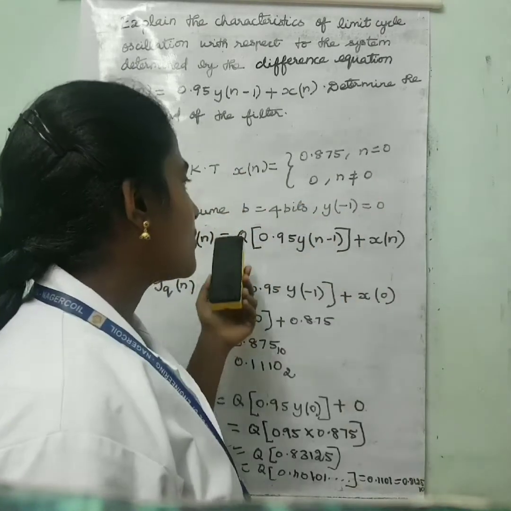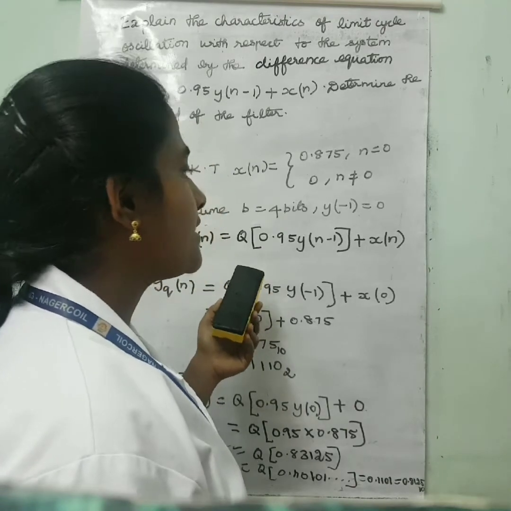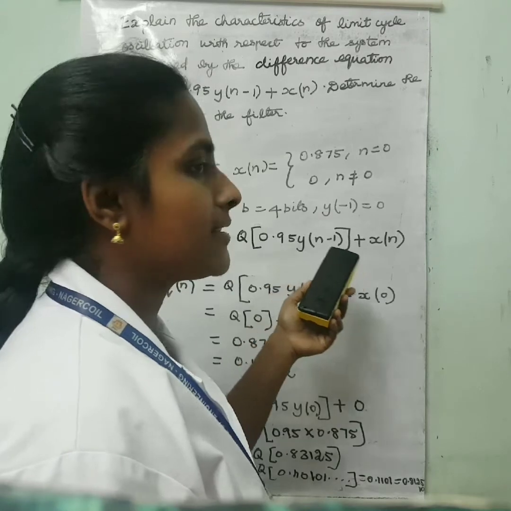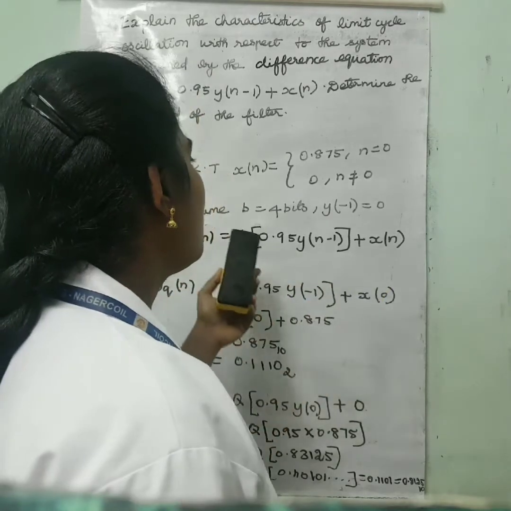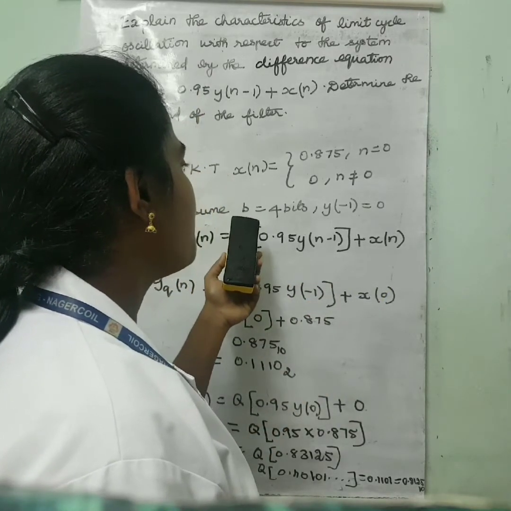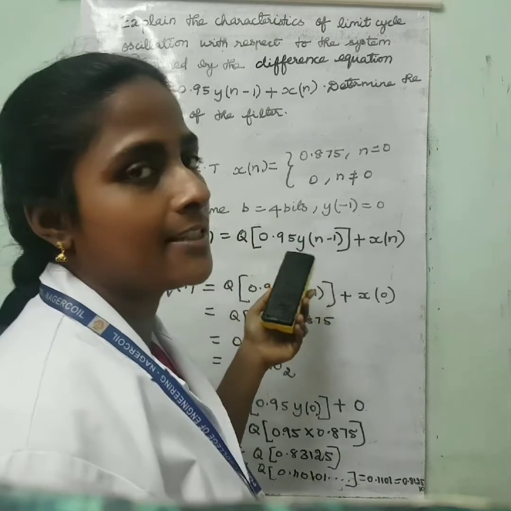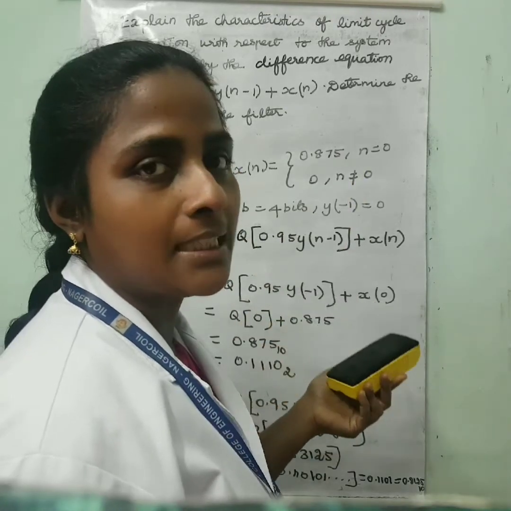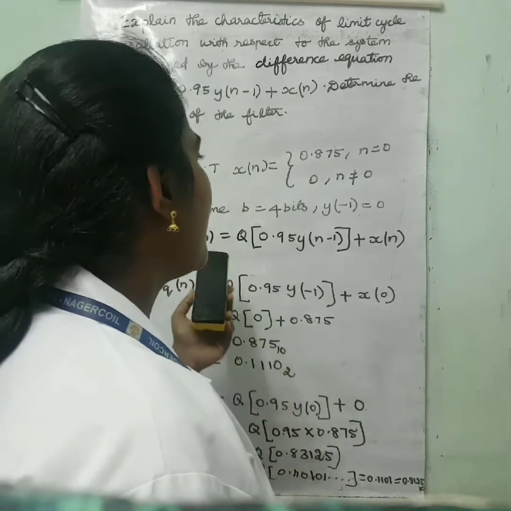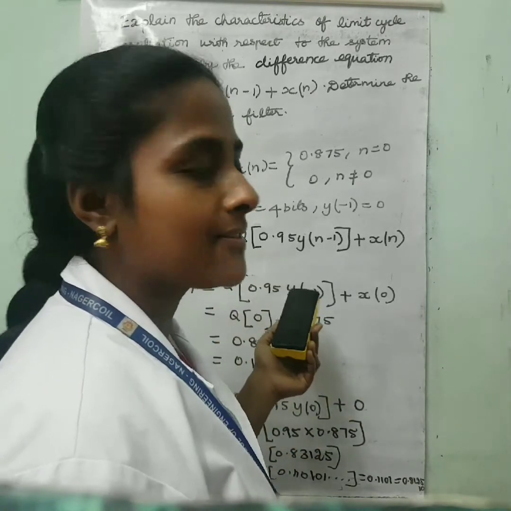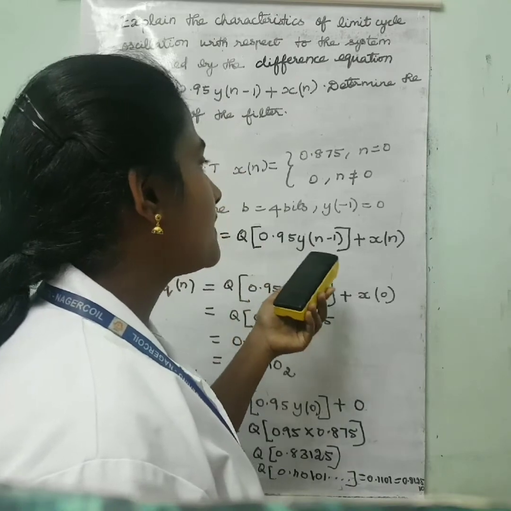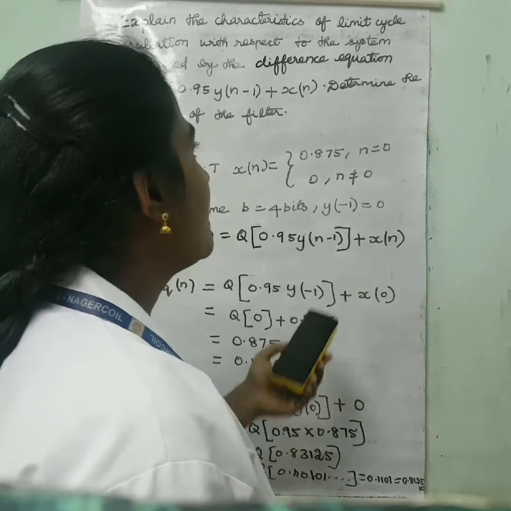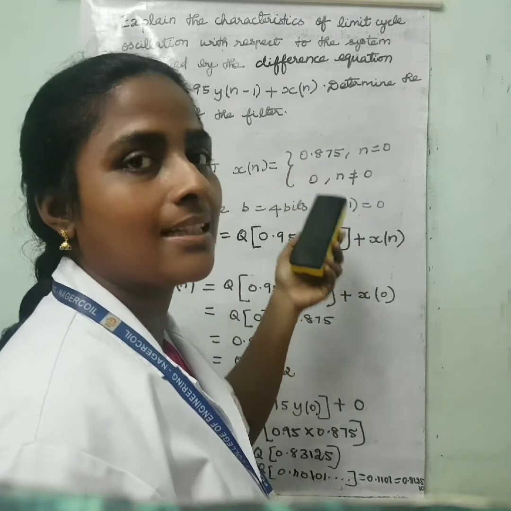Okay. So we are going to assume that b is equal to 4 bits and y of minus 1 is equal to 0. If we are assuming b equal to how many bits, sometimes they may give it in the question. Okay, b is equal to, for example, 3 bits or 5 bits. Here we are only assuming b is equal to 4 bits and y of minus 1 is equal to 0. Otherwise they will give the value in the question.